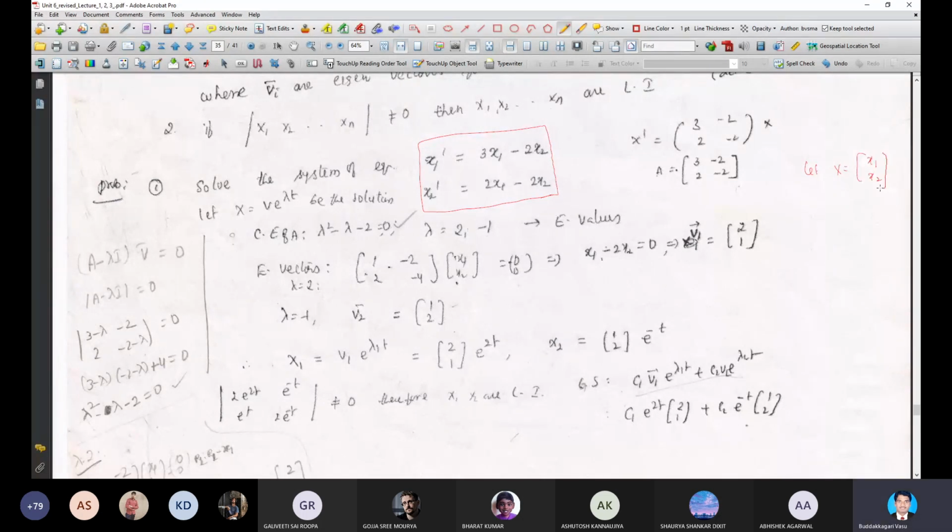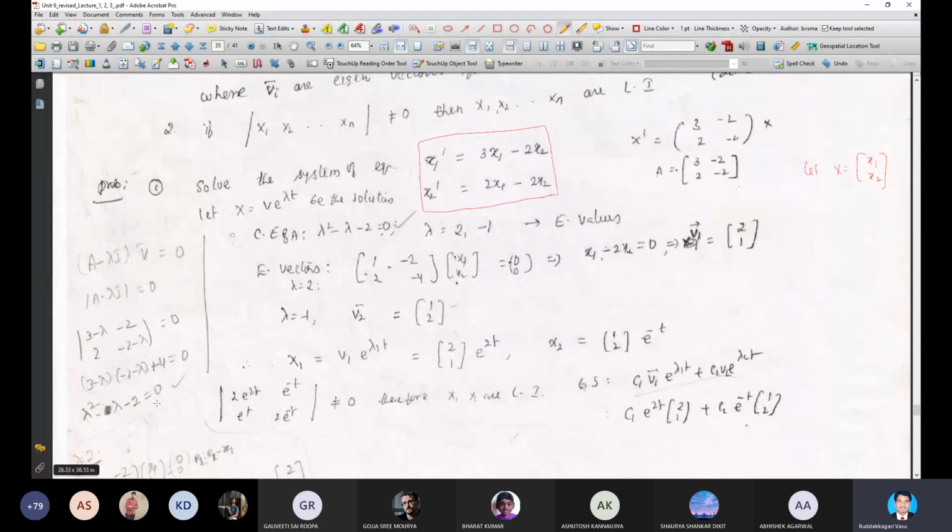Therefore, the given system can be written in the matrix form x dash is equal to 3 minus 2, 2 minus 2 into x. x is again x1, x2. So A is equal to 3 minus 2, 2 minus 2, right? This is the matrix A. Now find out its eigenvalues. You know, determinant of A minus lambda I is equal to 0. Find out its characteristic equation and their roots are the eigenvalues. Lambda is equal to 2 and minus 1.